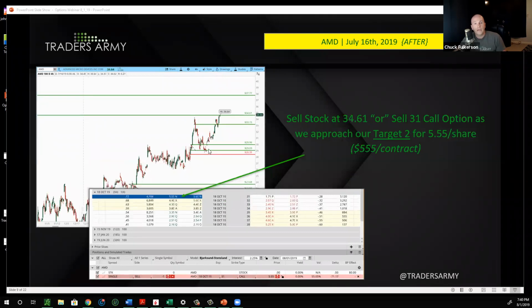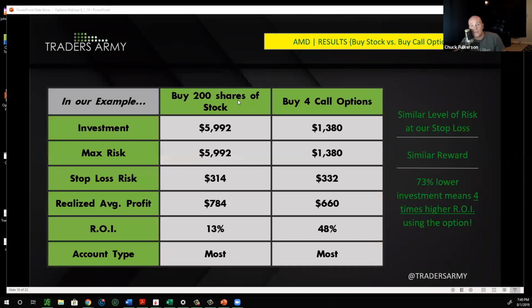By the way, you can sell that stock here, or you can take it for target 2. And at target 2, it went for $5.55 a contract. Okay, so eventually it went to $5.55 a contract as it went up and hit target 2. And then eventually we did wind up having a target 3. But let's compare these apples to apples, right? So in this example, let's say that you buy 200 shares of stock or buy 4 call options. Well, what would determine how many shares of stock I'm willing to buy? What determines the number of shares I'm willing to buy?